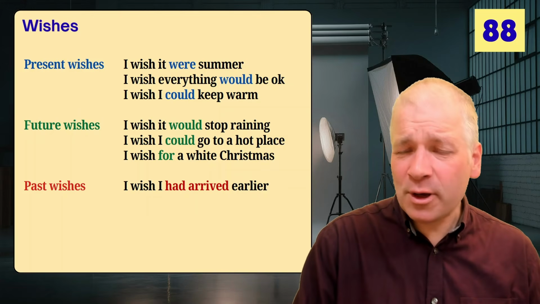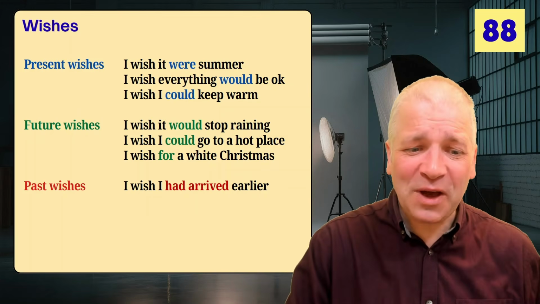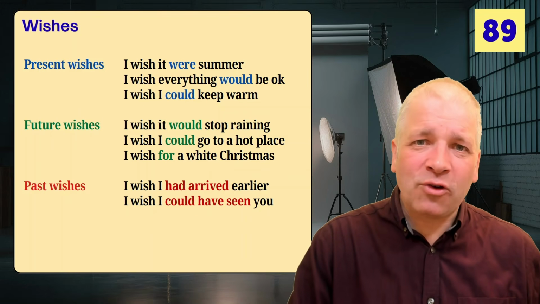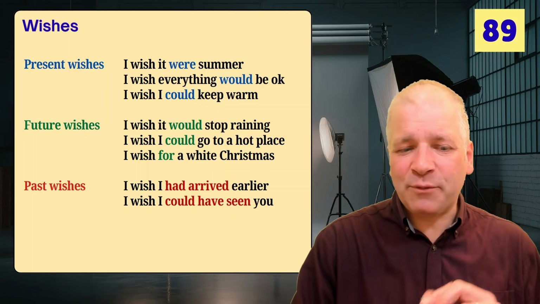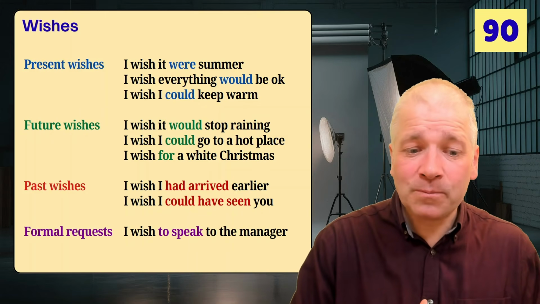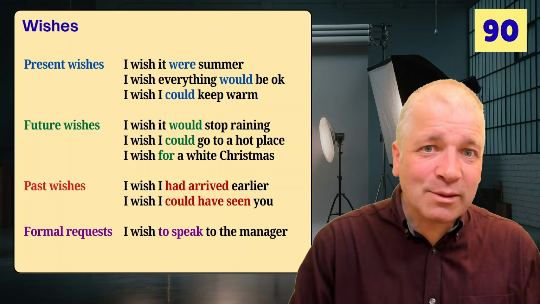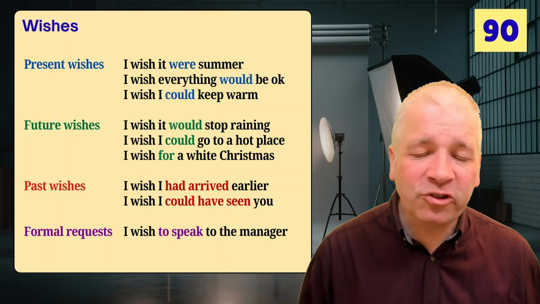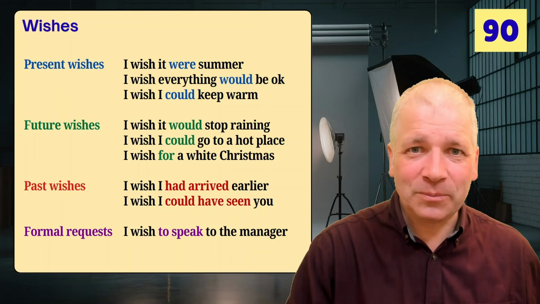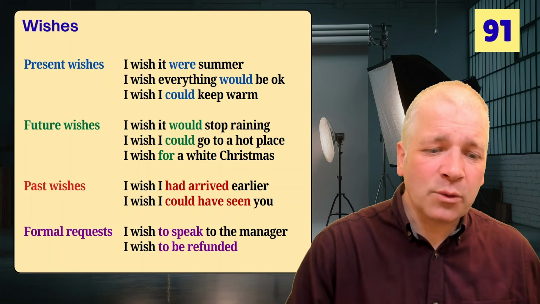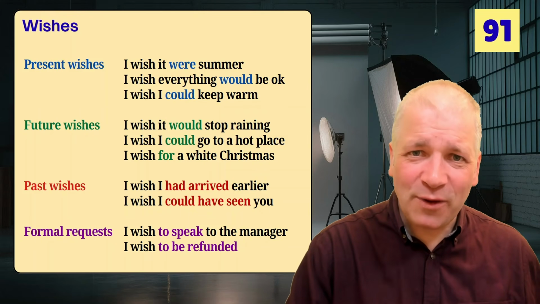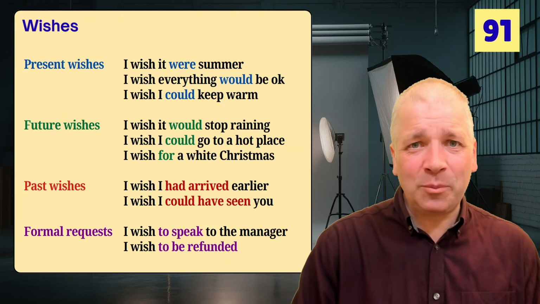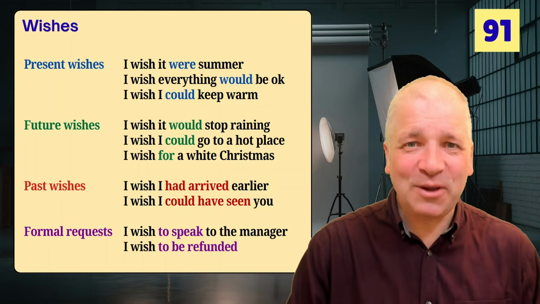Now with past wishes, we shift back to the present perfect. I wish I had arrived earlier. Also, we can use structures with modals and then have, such as I wish I could have seen you. And with formal requests, then we do something different again. We use the to plus infinitive. I wish to speak to the manager. We can also say, I wish to be refunded. So here we're using a passive structure, the infinitive of to be, followed by the past participle.